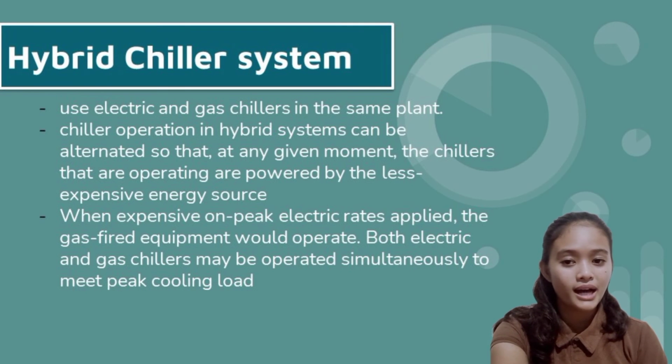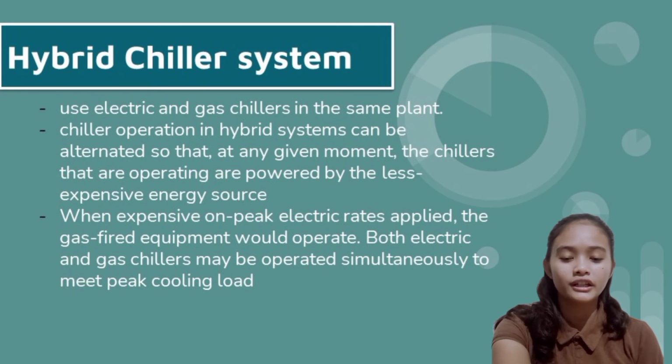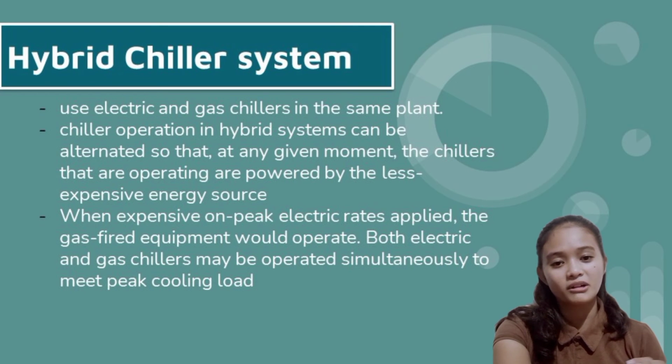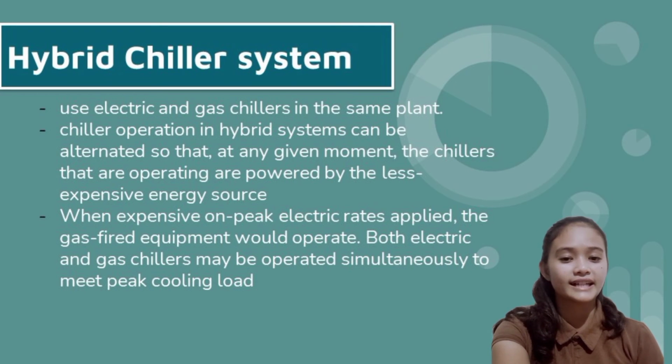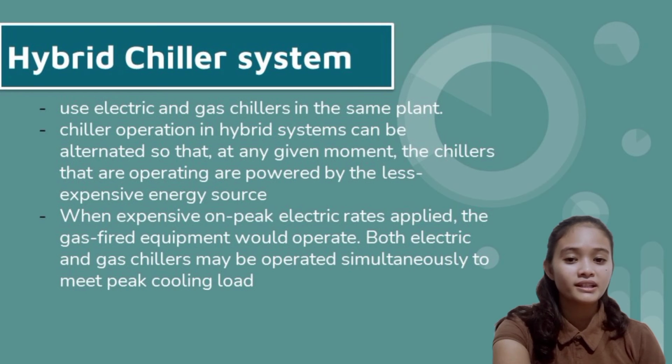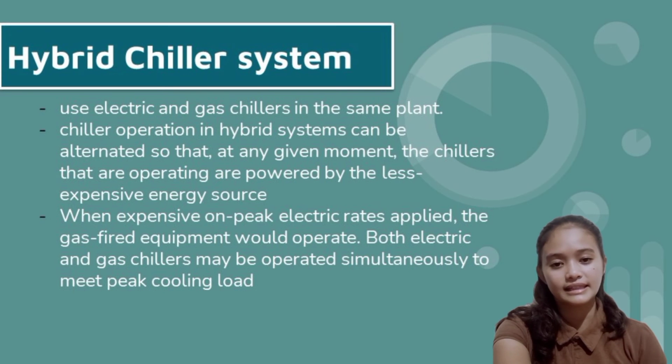For example, if electricity rates are expensive, your chiller system, which is hybrid, can run on gas. So if electricity is expensive, your air conditioner does not have to run on electricity, it can run on gas. And also, when gas is expensive, it can run on electricity. So that is the advantage of a hybrid chiller system.